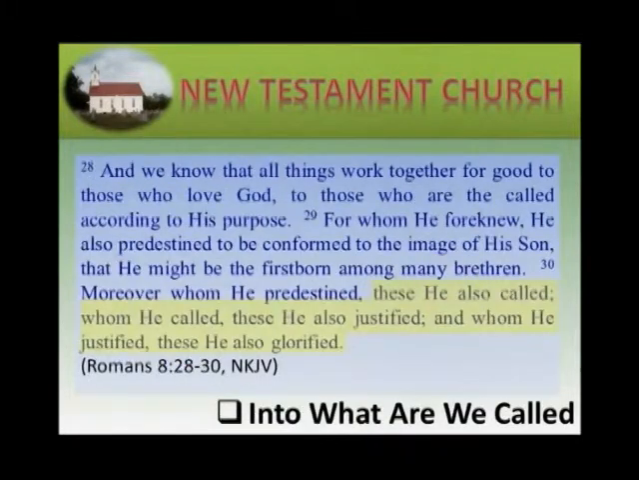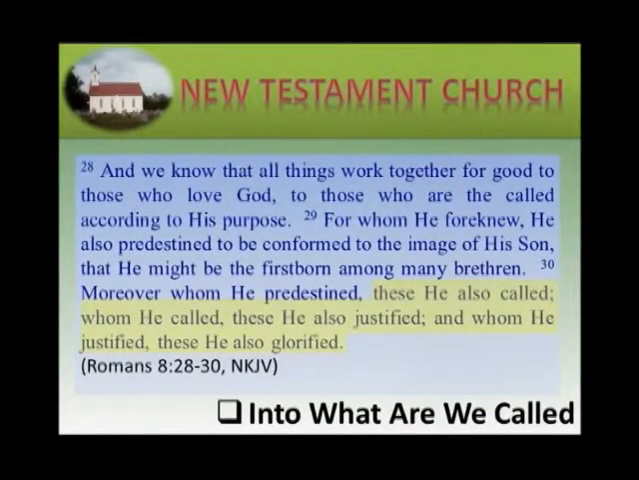Well, let's take a look at Romans chapter 8, 28 through 30. It says, "And we know that all things work together for good to those who love God, to those who are called according to his purpose, for whom he foreknew, he also predestined to be conformed to the image of his Son, that he might be the firstborn among many brethren. Moreover, whom he predestined, these he also called. Whom he called, these he also justified. And whom he justified, these he also glorified."